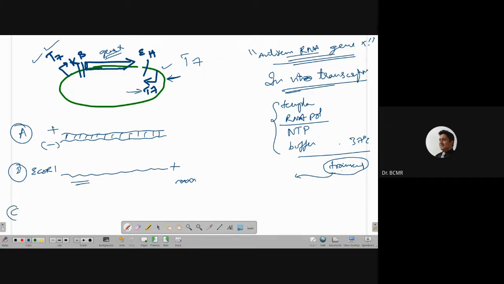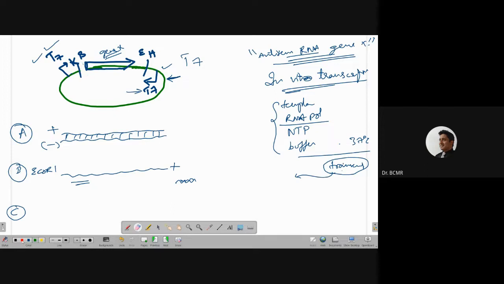So we'll see in condition 3 what would happen. Let me fill this up. Assume that we have the vector cloned, gene X cloned into vector like this, and now you treat it with BamHI or KpnI.